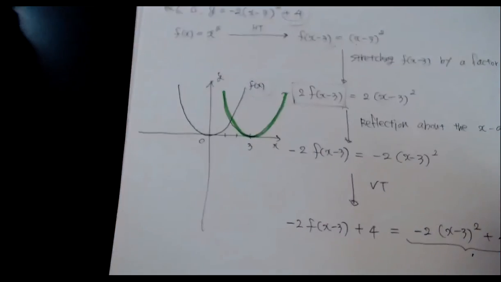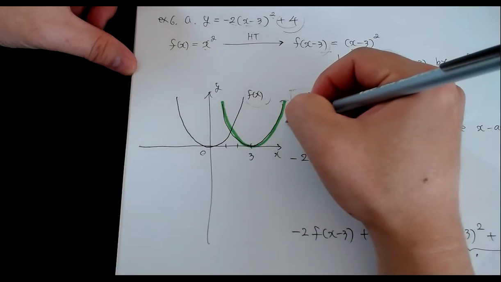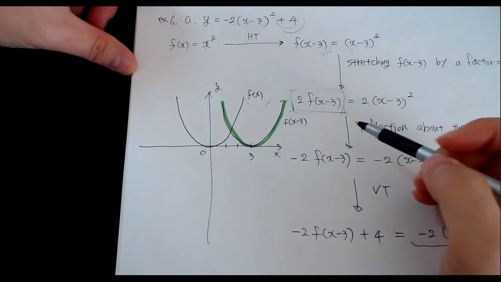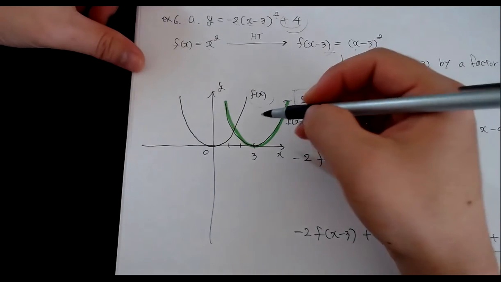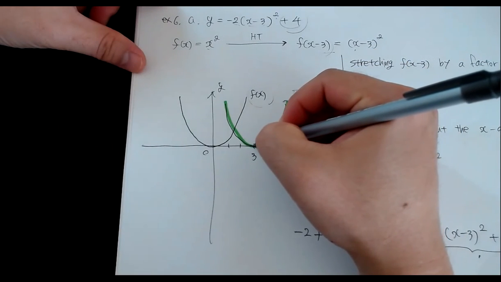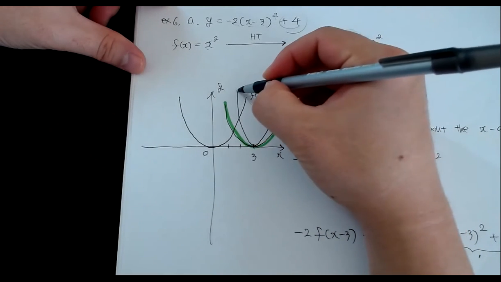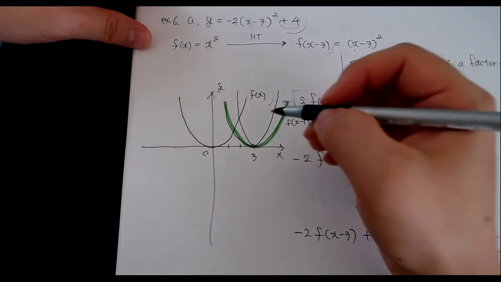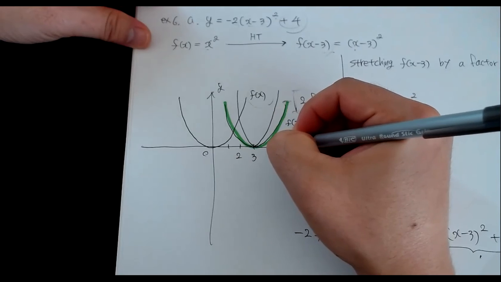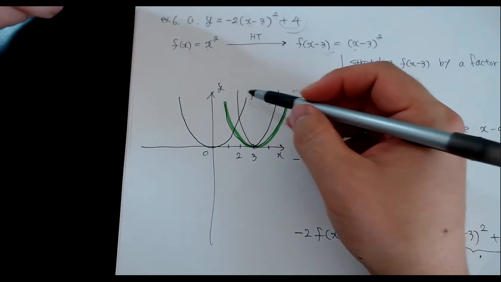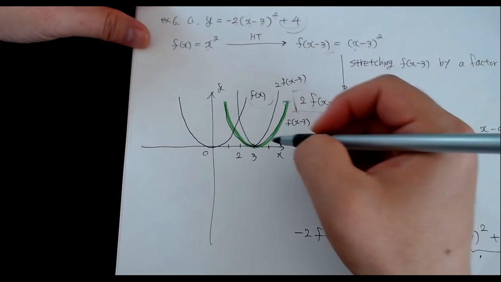And then we stretch the graph. By the way, this is f of x minus 3, right? So we stretch the graph of f of x minus 3 by a factor of 2. So then we got this. If you want to plot the graph more accurately, just figure out the points on the graph of 2 times f of x minus 3 at a couple of x values.